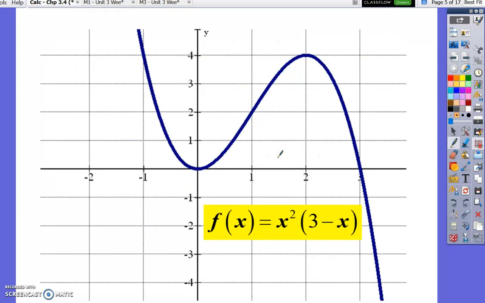Here is our favorite graph we've been discussing quite a bit lately. We can see it has two. Here's my concave up portion. Here's my concave down portion. What we're going to do today is figure out how to find these parts. So we're using these words concave up and concave down.